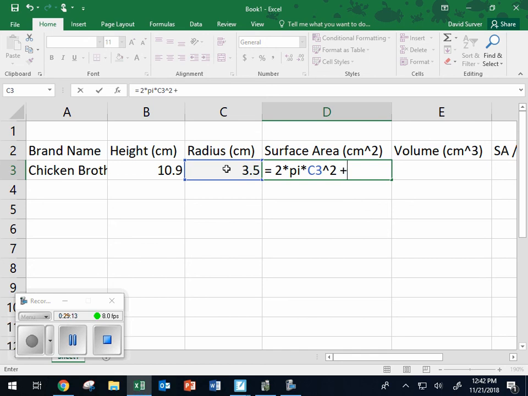Next in my equation, I need to add the surface area of the main body of my cylinder, which is just the circumference of a circle times the height. So circumference of a circle, 2 times pi times, and then I need another r. So I can just click on my r again, and it'll give it to me.